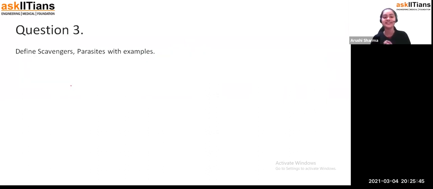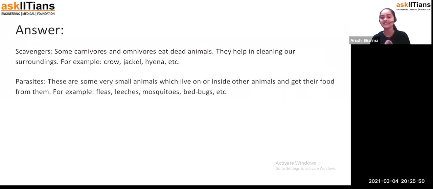Fine. Now question 3 comes here: define scavengers and parasites with examples. So what are scavengers, students? If you remember easily, scavengers are organisms which are carnivores or omnivores in nature, because they eat dead animals. They help in cleaning our surroundings, because if you notice, apex consumers are generally scavengers only. They are at the highest level of the food chain. So they help us to clean the surroundings.